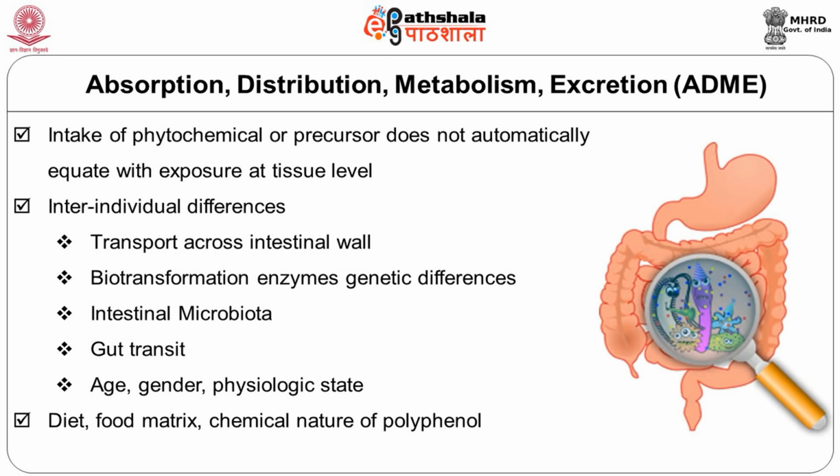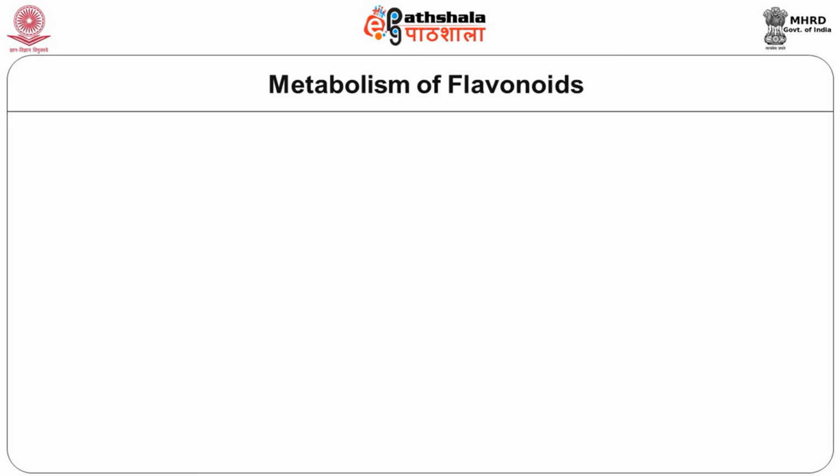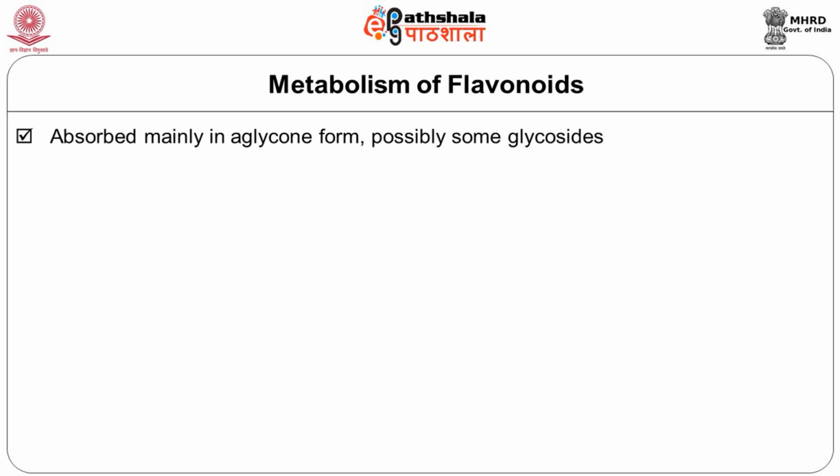Therefore, diet and the food matrix, the chemical nature of these polyphenols, and the presence of other promoters and inhibitors of various molecules also matter for the absorption, distribution, metabolism and excretion of phytochemicals in the human system. Flavonoid metabolism, if we look at, they are absorbed mainly in aglycone form, possibly some glycosides. As I have mentioned, in nature, the majority of the flavonoids or polyphenols are glycosides.